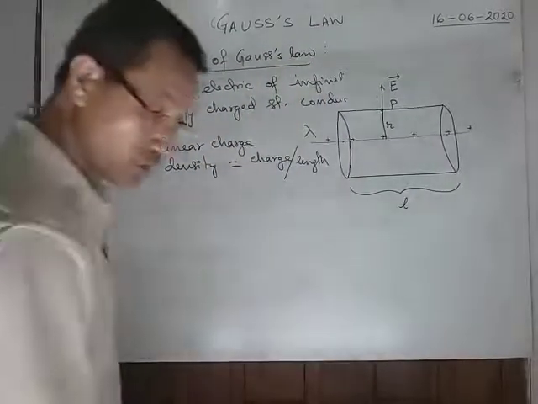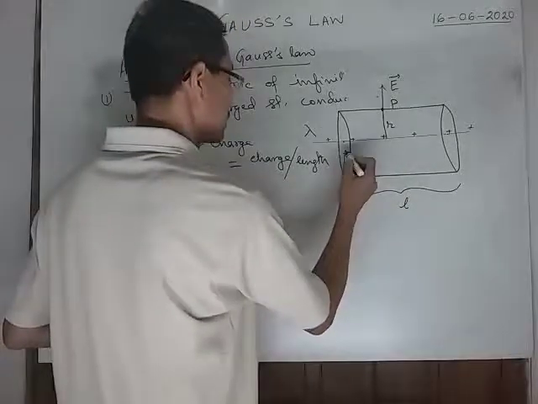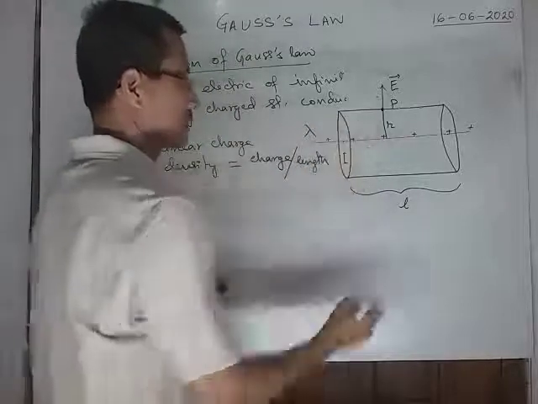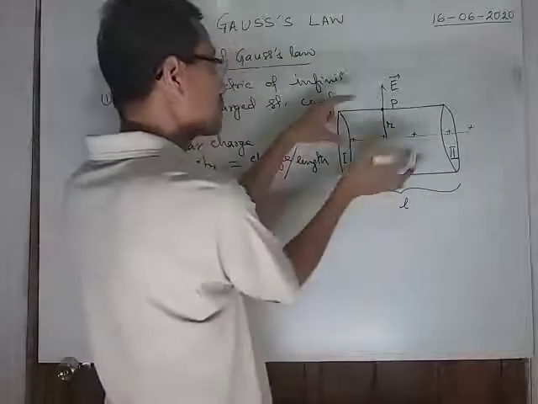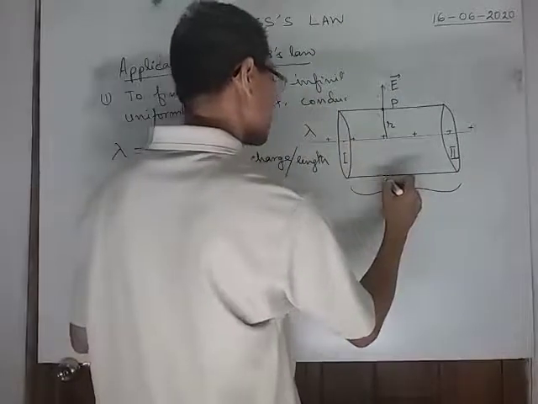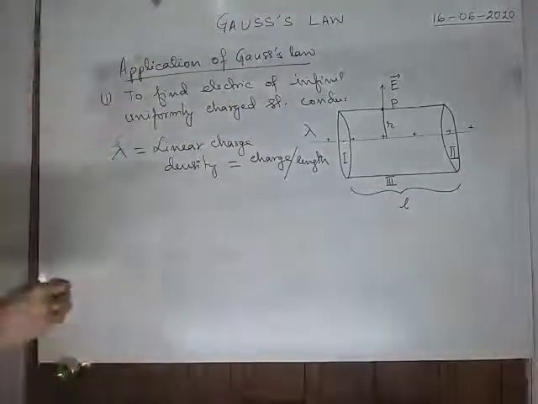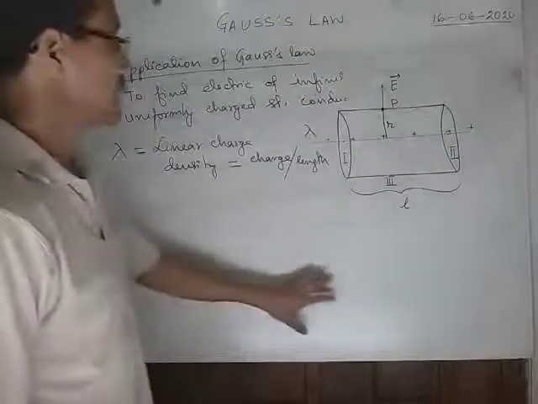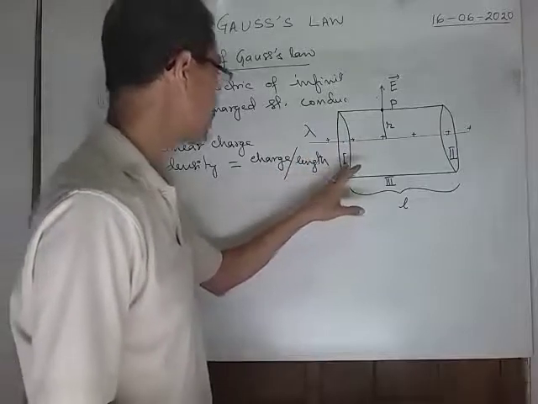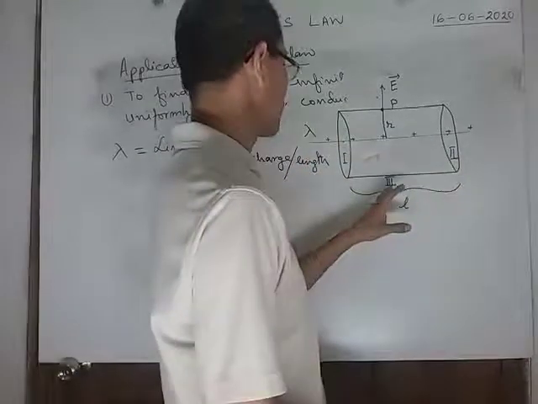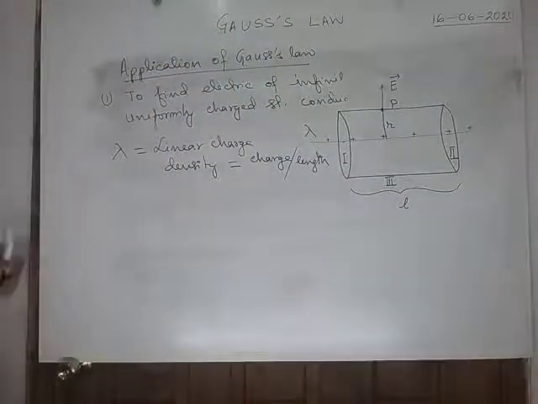Now here we have three surfaces. The first one is this circular face, the second one is also a circular face, and the third one is the curved cylindrical surface, let's name it surface 3. To find the total electric flux in order to apply Gauss law, we need to find the electric flux over surface 1, surface 2 and surface 3 separately, and add them up to get the total electric flux.